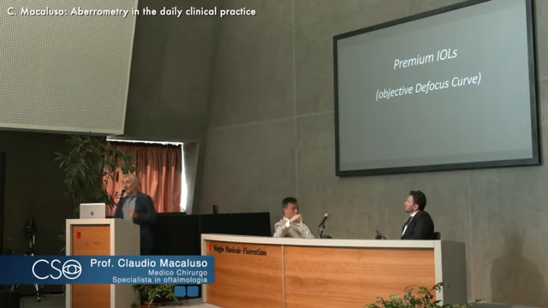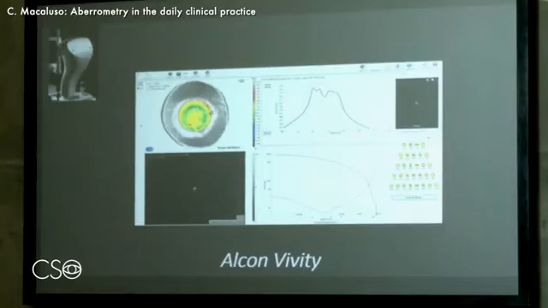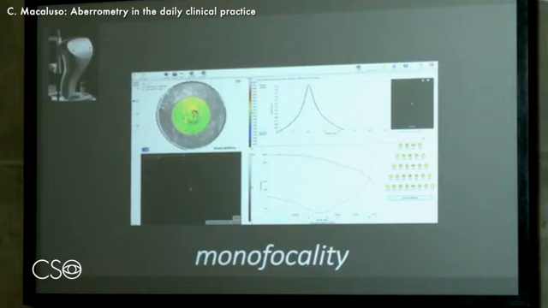With the premium IOLs, there is this nice feature of the defocus curve, an objective one. You can see here the PSF and the aberration of the null convexity. On the right, on top, this is a monofocal situation, ideal. You see the graph on the right is very steep. That is, the focusing of the eye is centered at 0, that is distance.